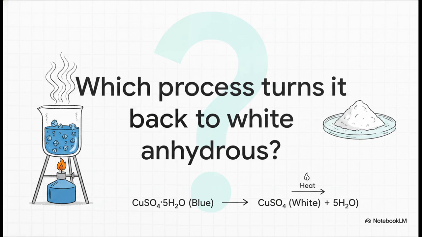Question 6. Which process turns blue copper 2 sulfate into white anhydrous copper 2 sulfate? Heating, cooling, filtration, or distillation? The correct answer is heating. By applying heat, the water evaporates from the blue crystal, leaving it purely white again.